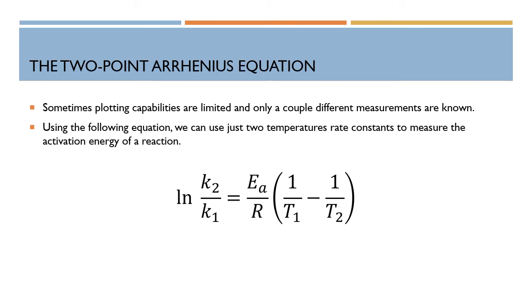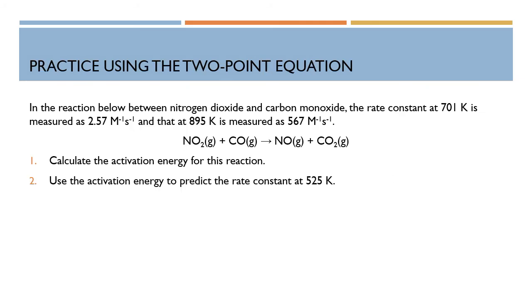Now, what if you don't have a whole bunch of experimental data, but you only have 2 different points? Well, if you have 2 different points, you can use some mathematical properties of a line to figure out what your activation energy would be. So we're going to use the 2-point equation. It's really the 2-point slope equation. So if you don't have the capabilities of using Excel and finding a graph and finding the trend line and using the best fit line, you can actually just use 2 different points using this equation.